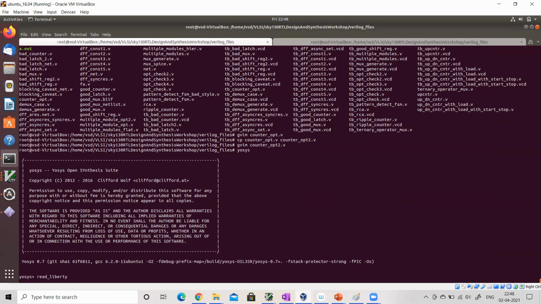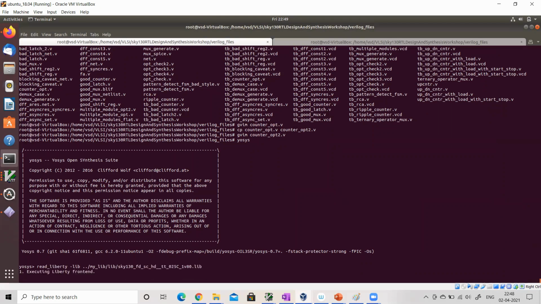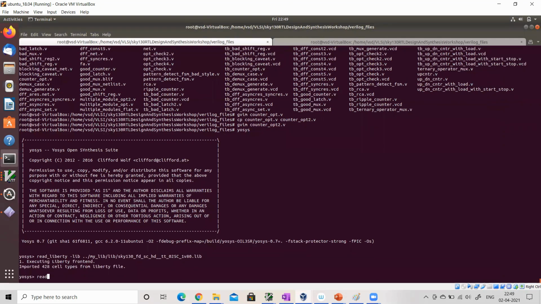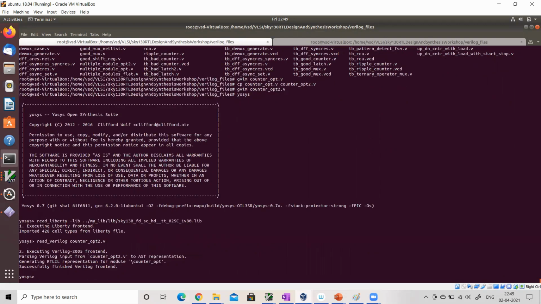So read_liberty -lib mylib_lib_sky130, read_verilog counter_opt2.v. Okay, then synth -top counter_opt2. Okay, I think the file name is counter_opt2, but still the module is counter_opt.